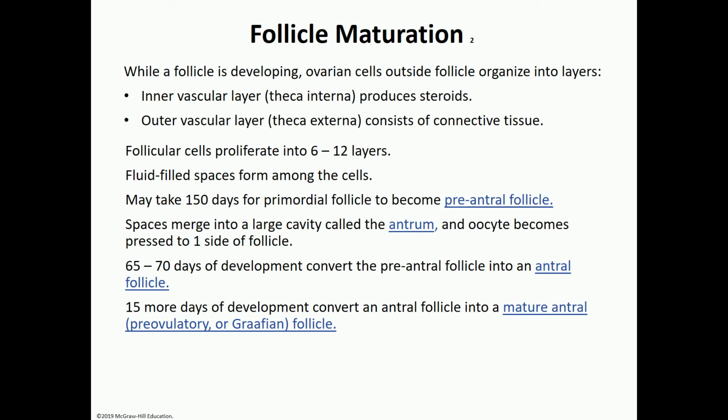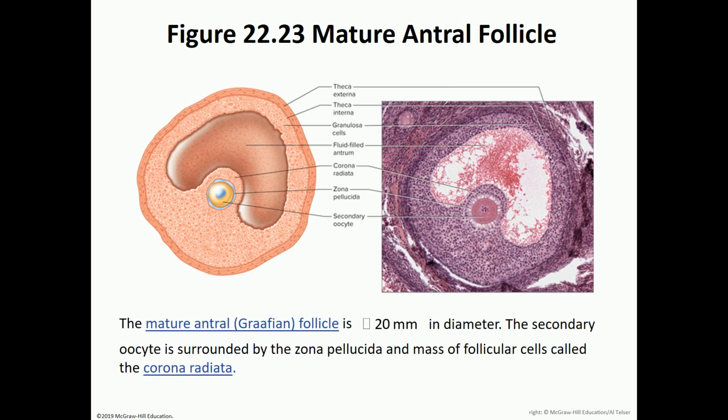So here you can see the whole maturation process, and we'll talk about these different layers, and I actually prefer to go to the image to discuss these different terms. So this is what a mature antral follicle, mature Graafian follicle. All of these are the same terms. So here you have your secondary oocyte surrounded by a zone, a pale zone known as the zona pellucida.